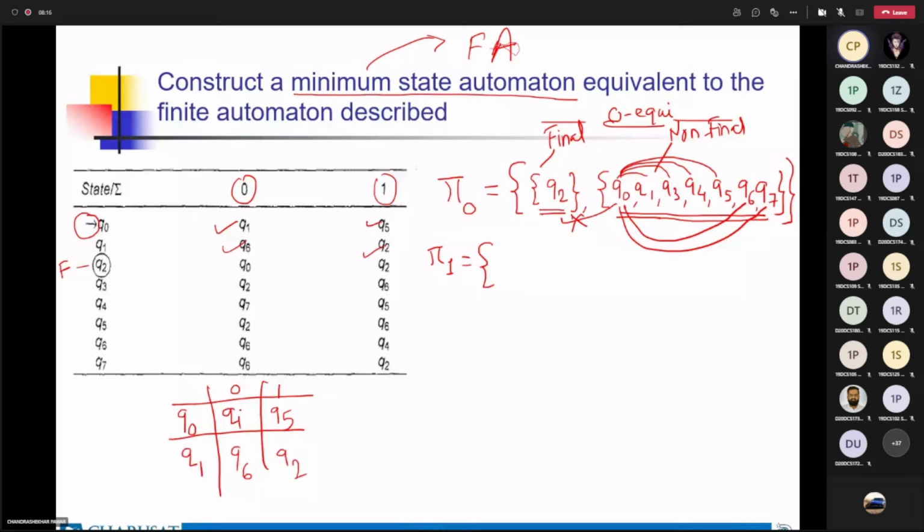So we have to check that these two states, Q1 and Q6, are within the same set or not. So 1 and 6 are within the one set, and then Q5 and Q2. Q5 is here and Q2 is in the different set. So these are not equivalent. Again, I am explaining you how these are equivalent and how not equivalent. So please listen carefully.